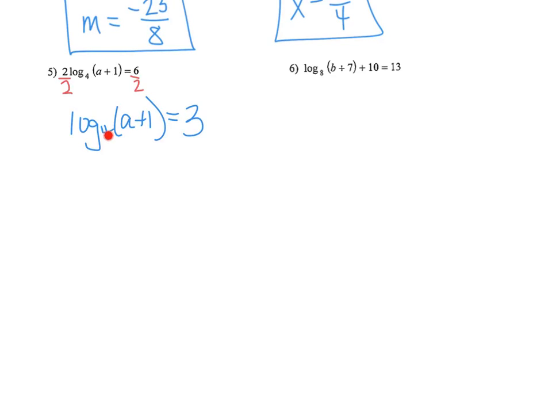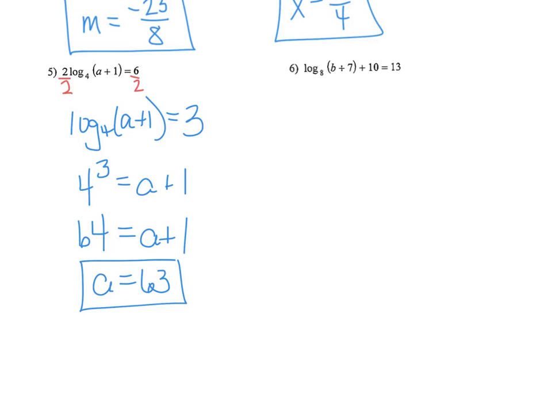Now I can loop it up. 4 to the third equals a plus 1. Well, what's 4 to the third? Stick it in your calculator. That's 64 equals a plus 1, so a is 63.